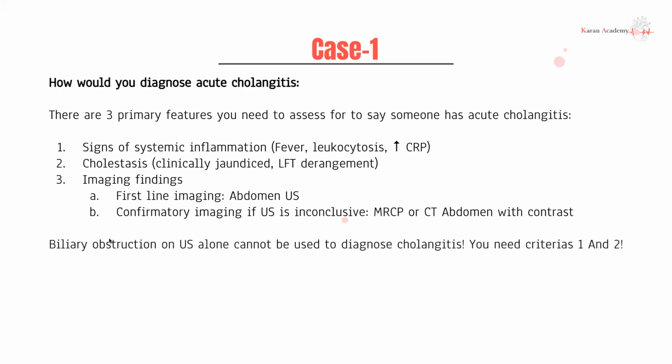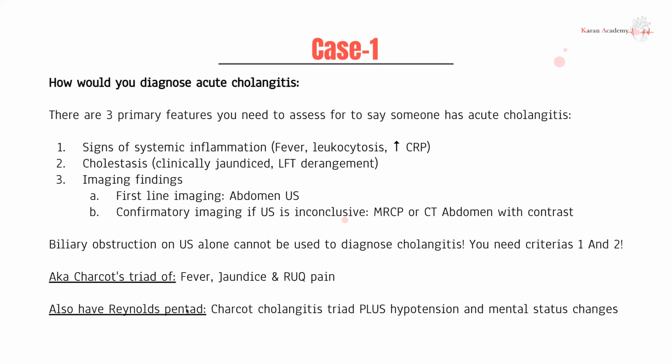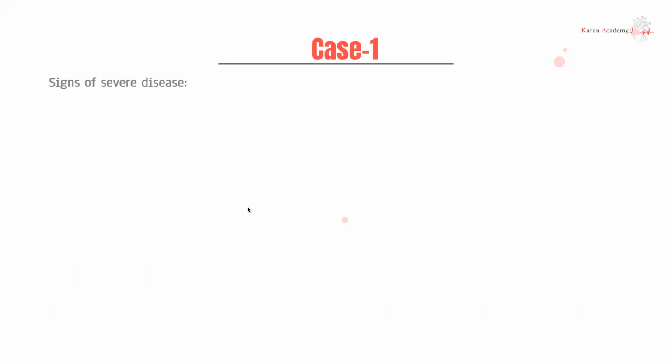You can't merely use imaging findings to diagnose cholangitis because, as I said, it's a clinical diagnosis which needs to have both cholestasis and signs of systemic inflammation. You also, in addition to Charcot's triad, have this thing called Reynolds' pentad, which is basically all three of these, plus hypotension, plus mental status change. And these are reflective of severe ascending cholangitis.